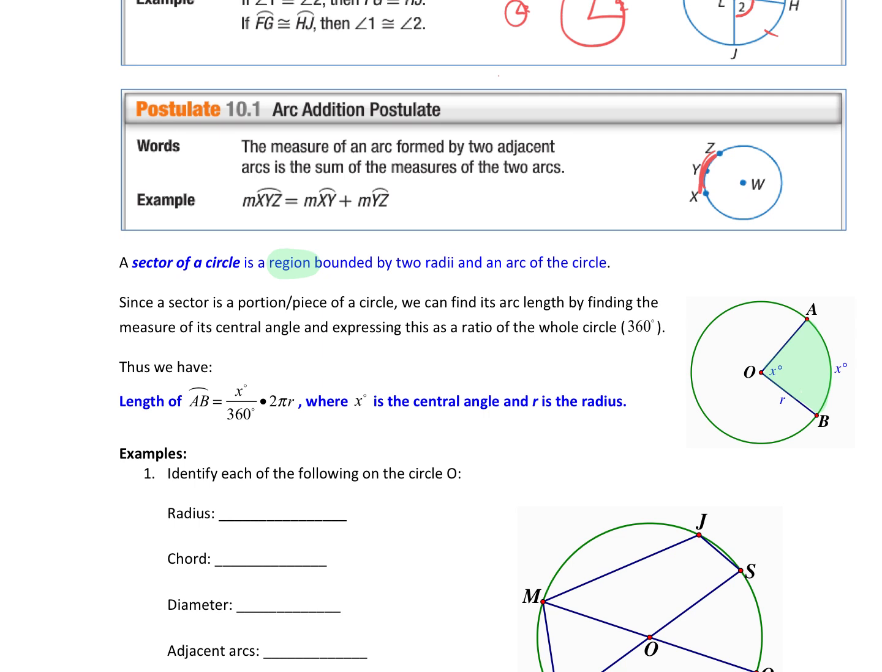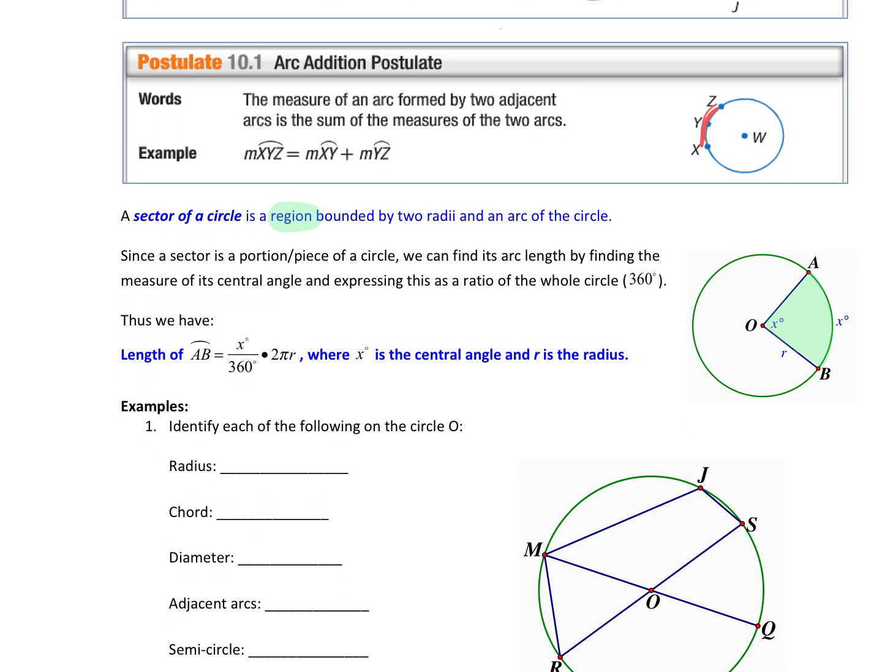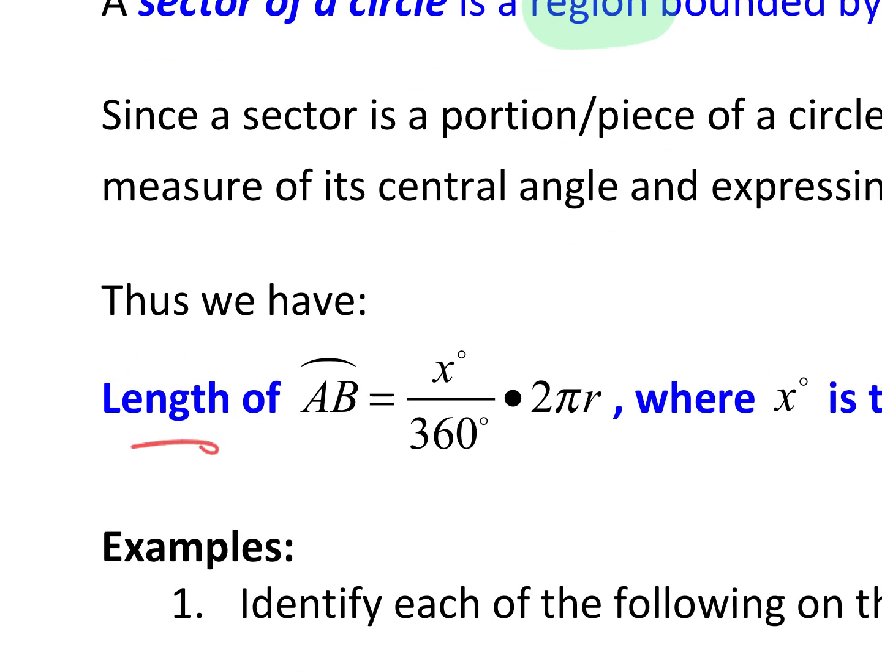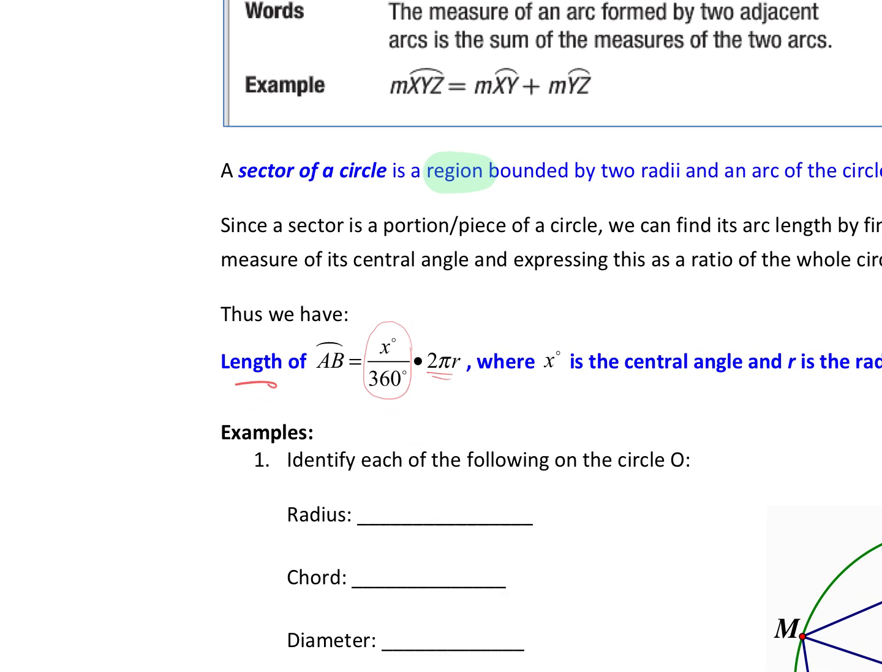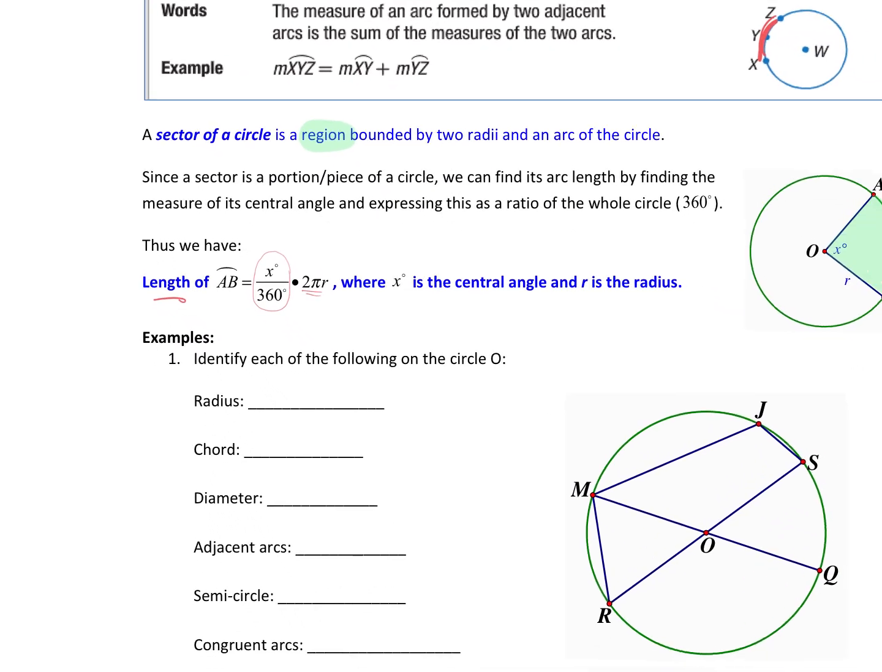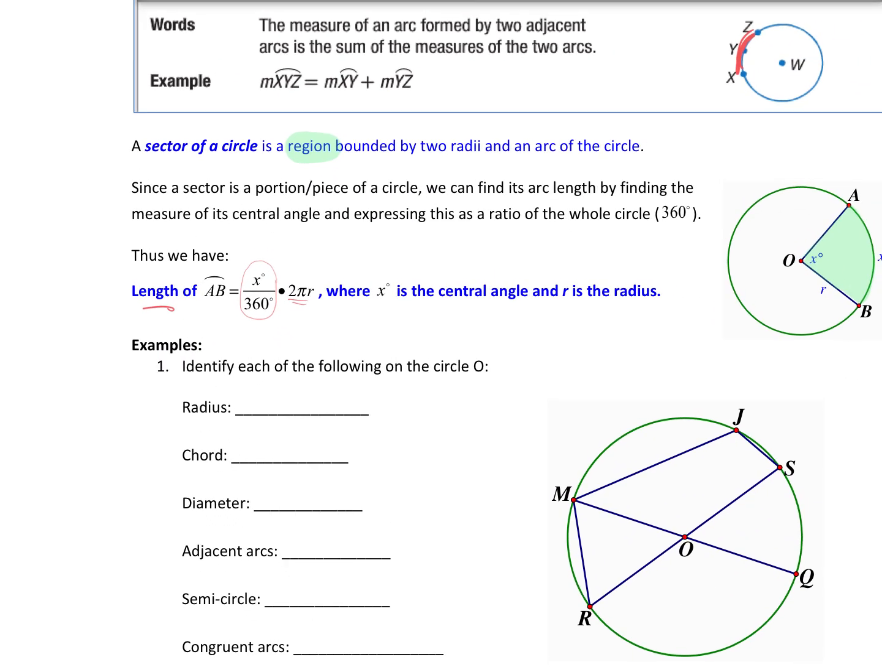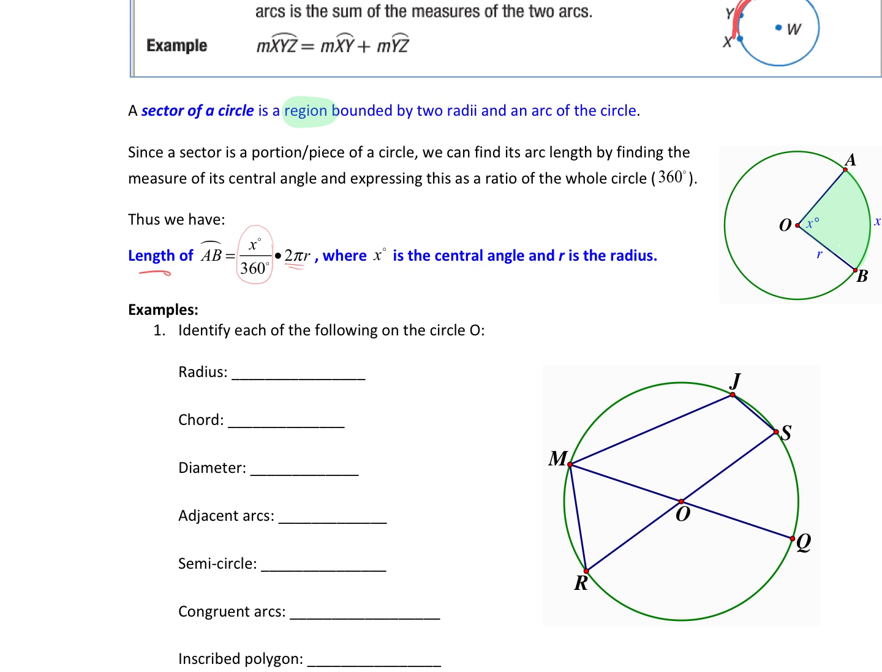We can find its arc length by finding the measure of the central angle and expressing this as a ratio of 360. So the length of the arc is a fraction of the circle. It's like a proportion, that proportion of the entire circle's circumference. It's an example, so we'll just get to it in an example. It's a pretty predictable kind of formula.